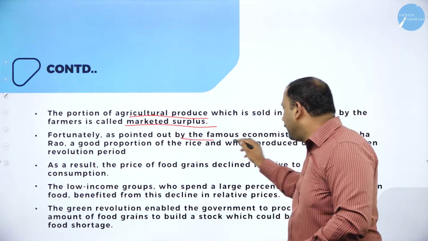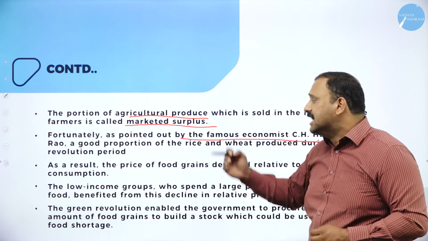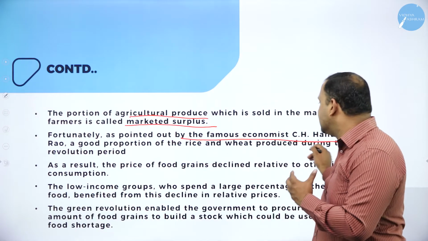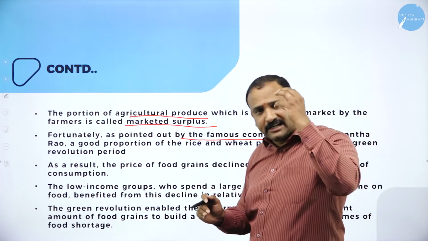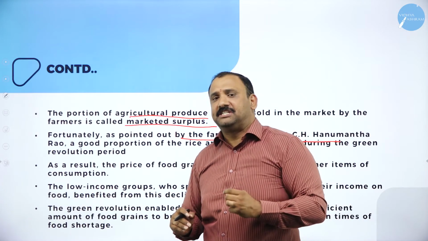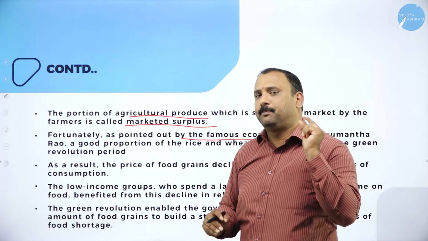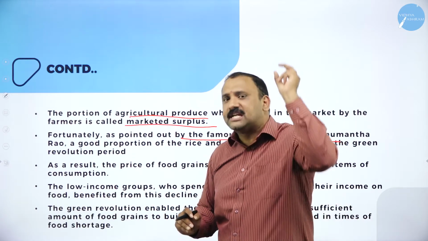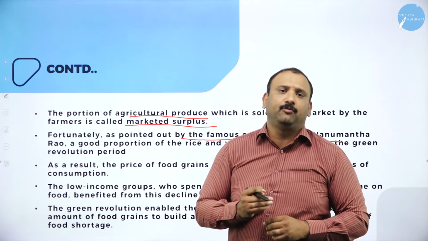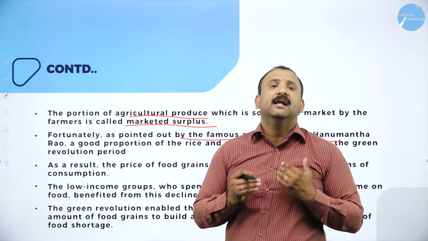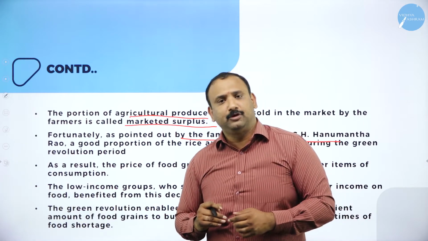As pointed out by the famous economist C.H. Hanumantha Rao, one of the greatest economists, a good portion of the rice and wheat produced during this revolution period was marketed. So an economist observed that during the Green Revolution we did make rapid progress, and that was used as a storage facility altogether, because of which our Green Revolution actually helped India to overcome the food shortage.